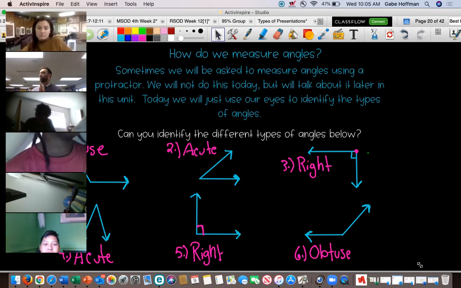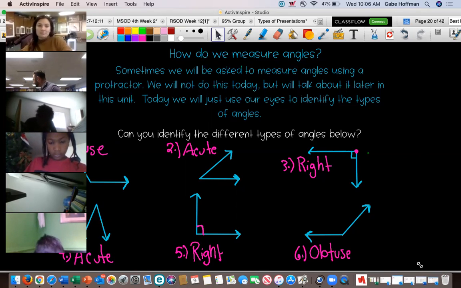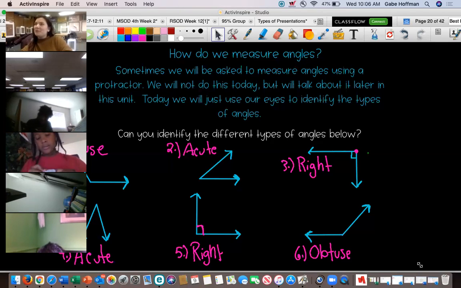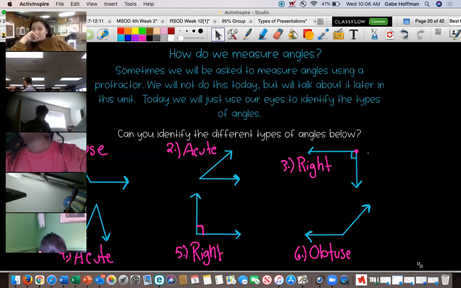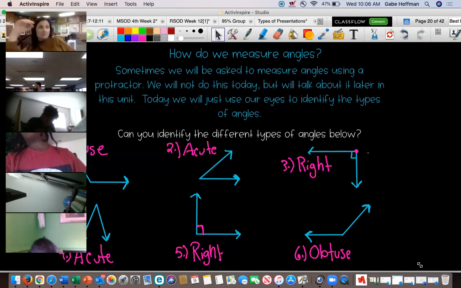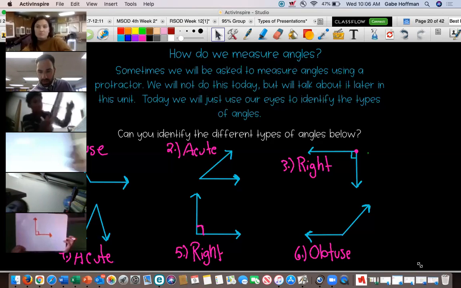All right. First, I want you to draw a right angle for me. And when I say boards up in 30 seconds, show it to me. I want you to draw me a right angle. Ten seconds. All right, ready? One, two, three, show me your boards.